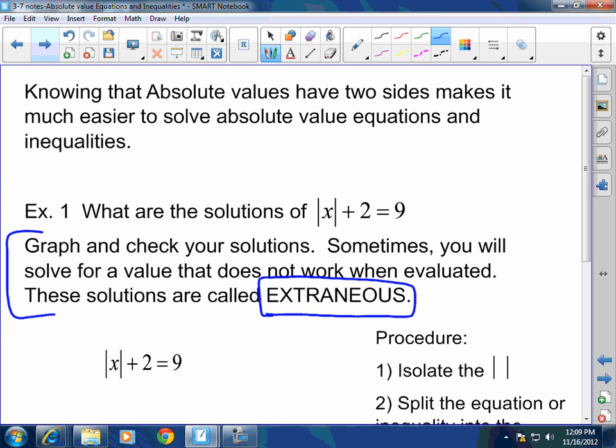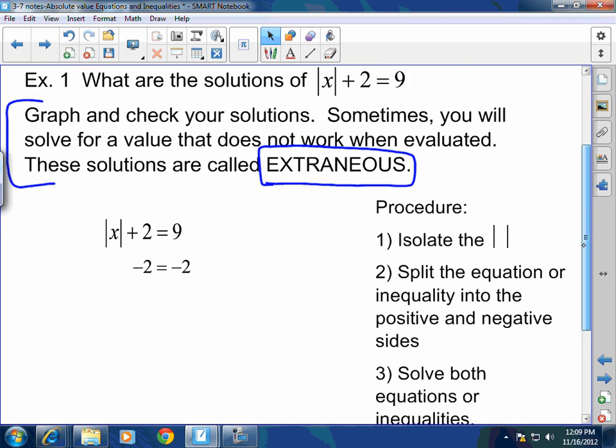Now, as far as the procedure goes, we have here the absolute value of x plus 2 equals 9. Procedures. Step 1, isolate the absolute value. How do we get that absolute value alone in this particular case? That's exactly, absolutely, 100% accurate. You're going to subtract 2 from both sides. So that's step 1. What am I going to be left with after I subtract 2 from both sides?